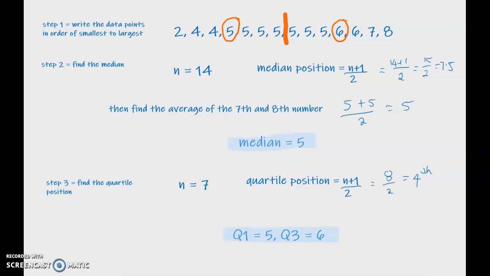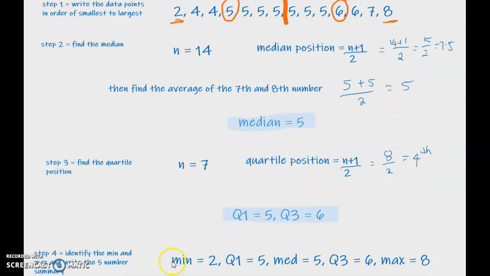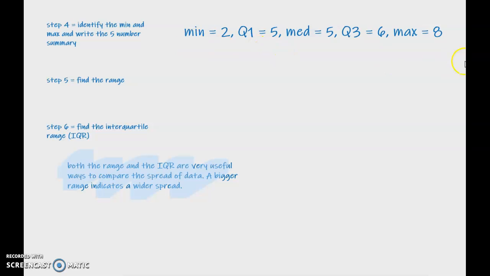So the fourth and fifth number is made up by the smallest number, which is right here, it's 2, and the largest number, which is 8. So let's write that out. And to do that, all you do is just write them in sequence. Minimum is 2, quartile 1 is 5, median is 6, quartile 3 is 6, and maximum is 8. So now we have a 5-number summary, and we can use that to find a few more details.